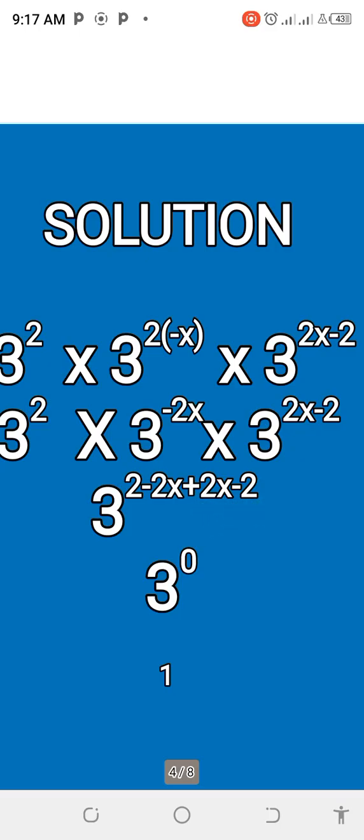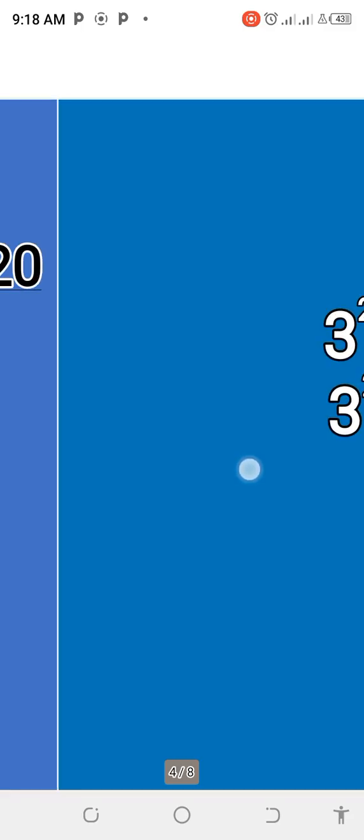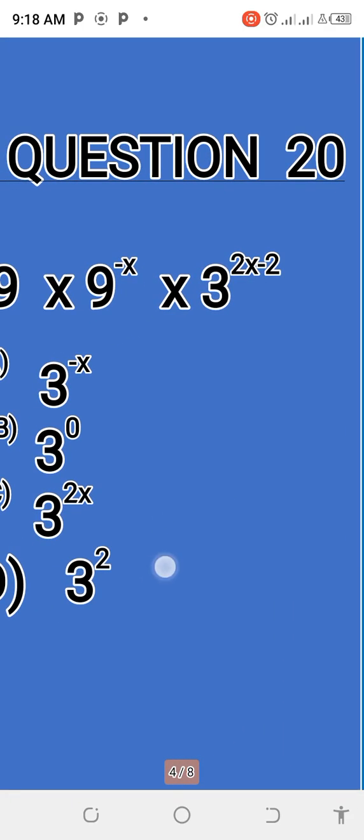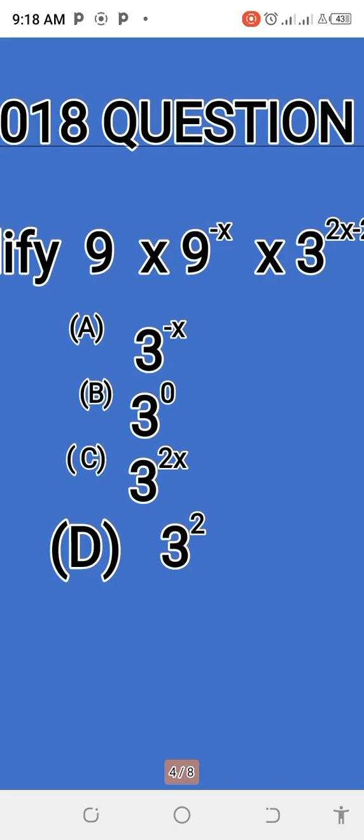And that means 2x minus 2x is 0, and 2 minus 2 is 0. So what we have now is 3 raised to power 0, and any number raised to power 0 is equal to 1. Now let us see the correct option. I think the correct option will be option B, because any number raised to power 0 is 1, and what we have is 3 raised to power 0.